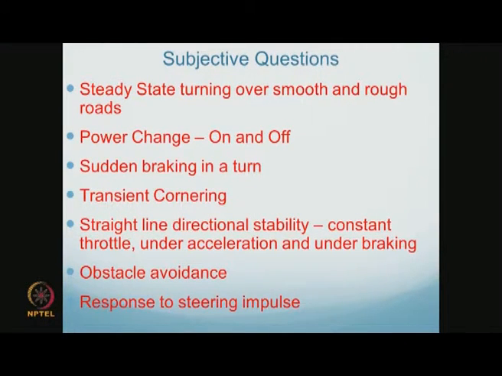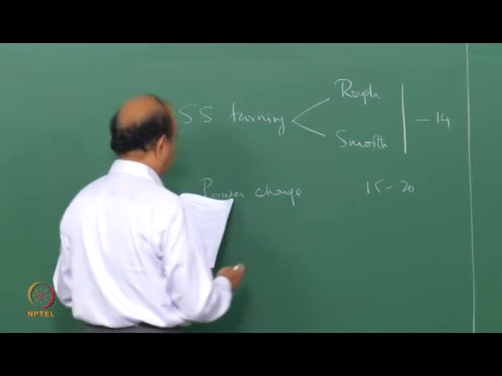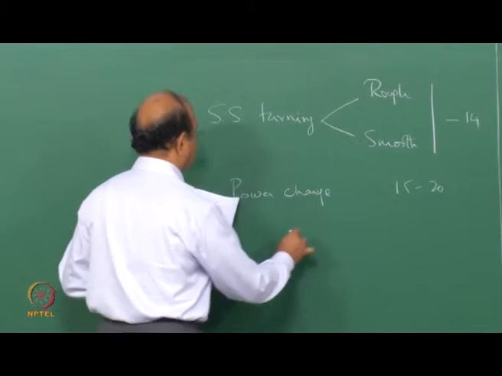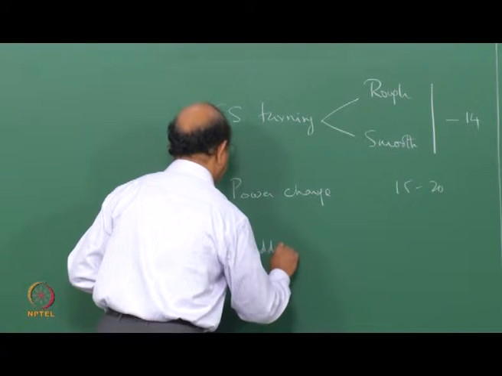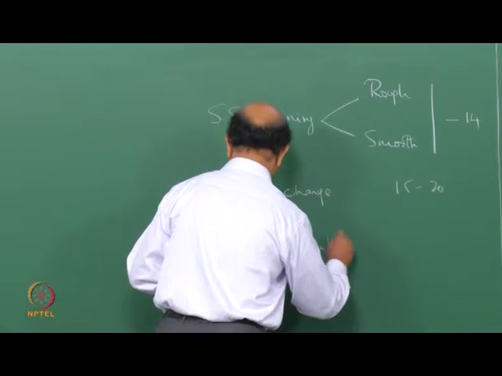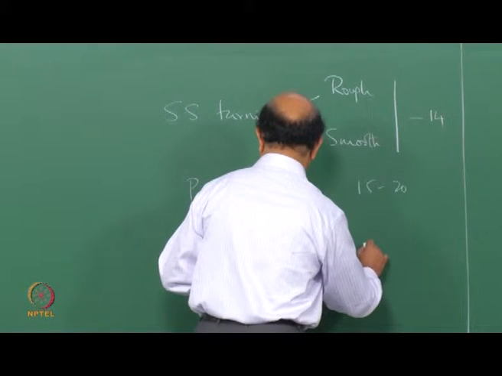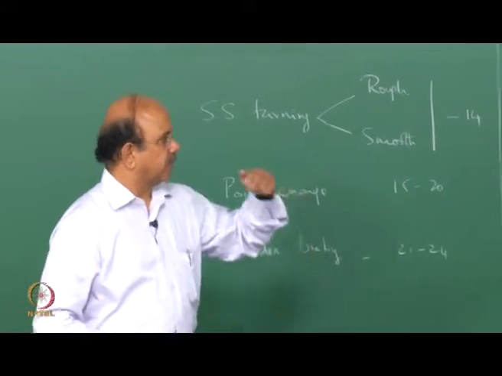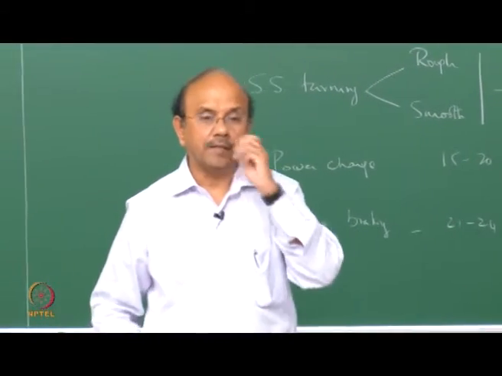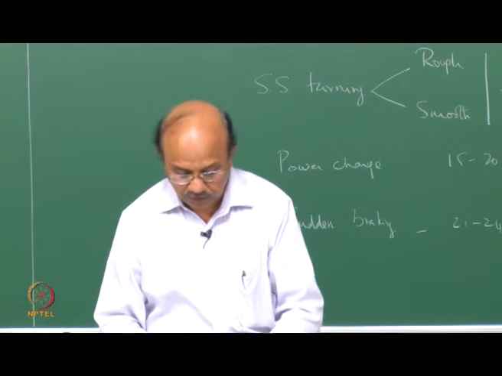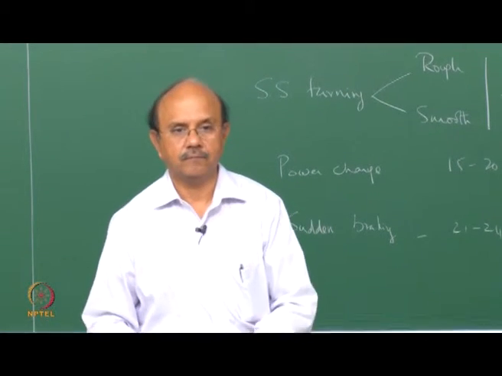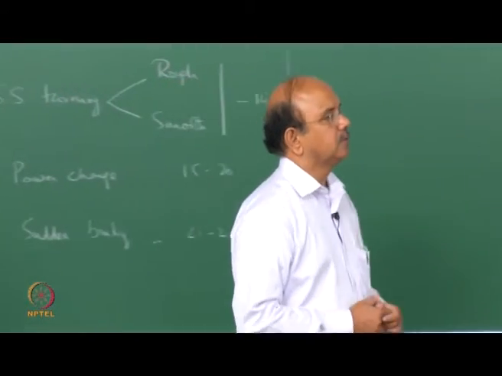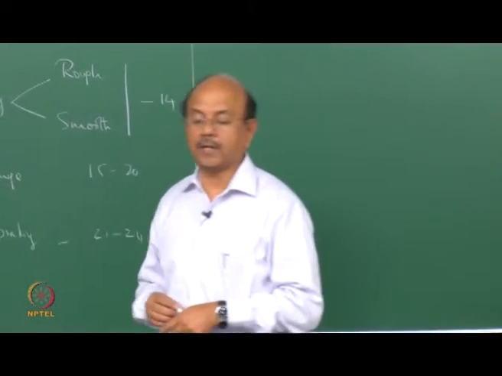Okay, transient cornering. Again, there were a number of questions on transient cornering. So the third one, sudden braking in a turn, went from 21 to 24. Then transient cornering, straight line, directional stability, and so on. In other words, the total number of questions that were asked was 49. So a very large number of questions were asked.